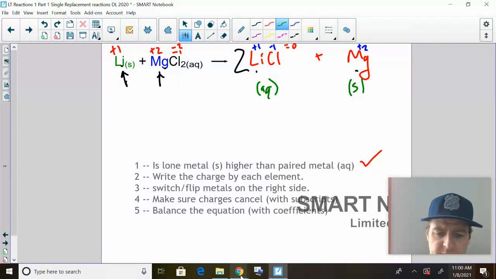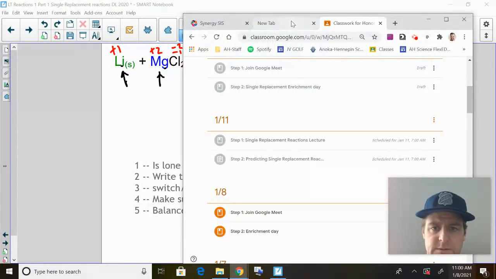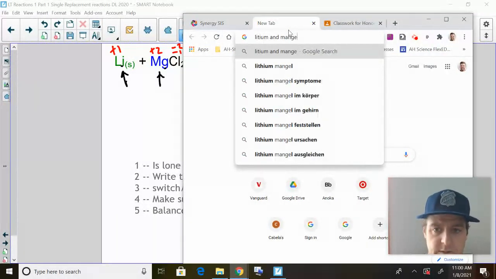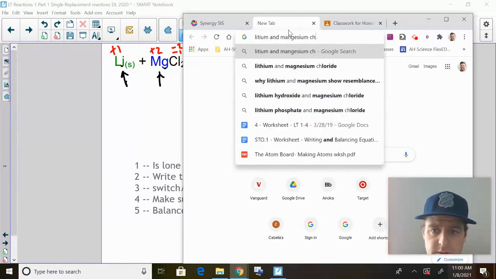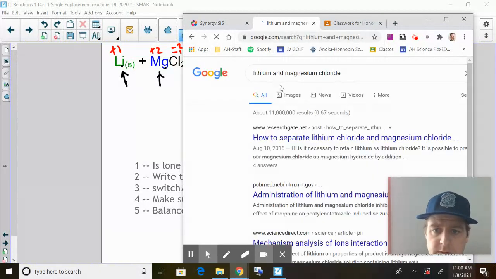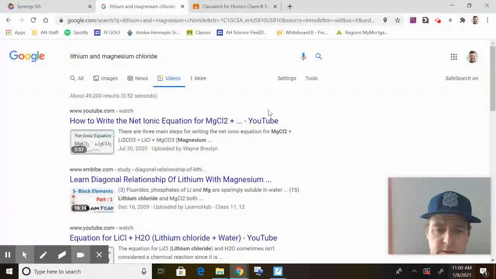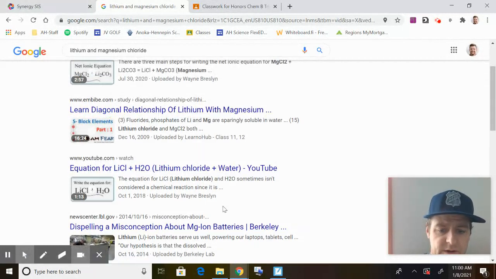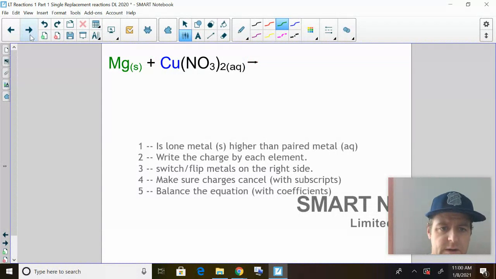Let me pull a video of lithium with magnesium chloride quick so you can get an idea. Well, it doesn't look like there's a video for that one. Okay, I'll find a better one, because lithium's not stable. All right. Okay, so now we're going to get to this one.